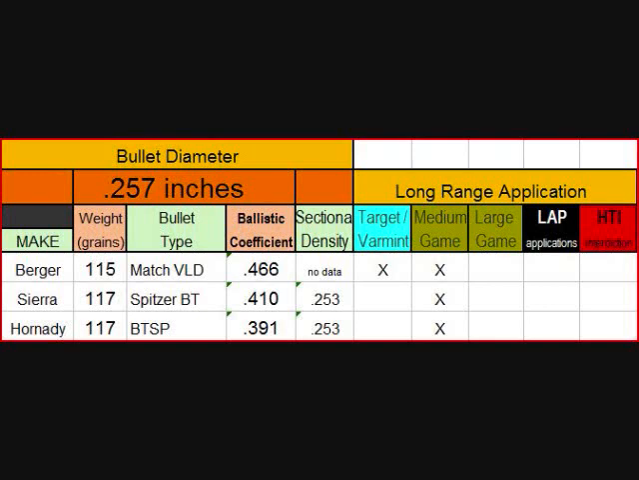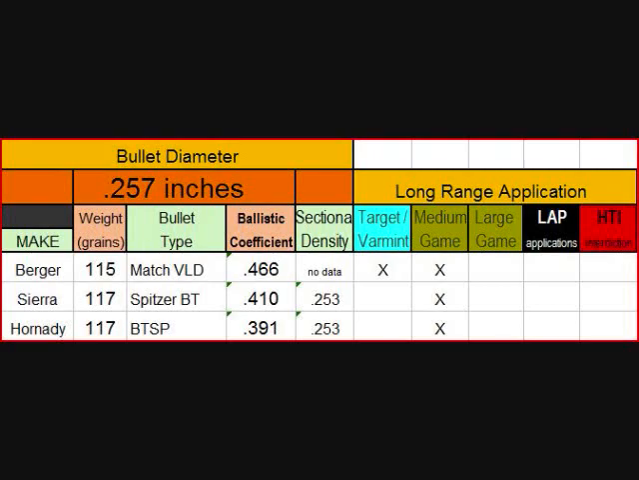Your Sierras and your Hornadys, you're going to get a target bullet, but just because of the way the 257 caliber is with its ballistic coefficient, it's just not proportionally right for aerodynamics. So the dynamics are kind of bad for cutting through wind and cutting through air. So if you insist on using a 25 caliber for long range, I would definitely go with the Berger if it was me.